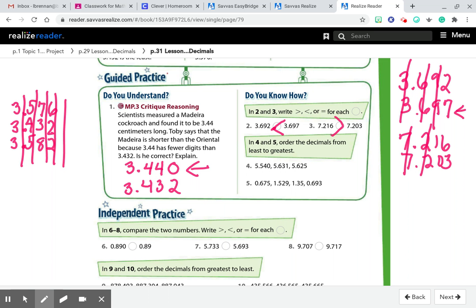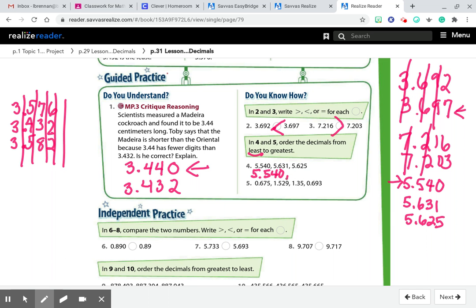And ordering decimals from least to greatest, I have 3 values here. So I would write all the values, and I'm going to order from least to greatest. So I'm going to find the smaller value first. Well, I found that right away. So that is my smallest value, 5 and 540 thousandths.